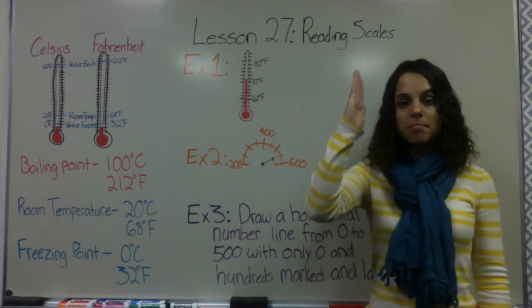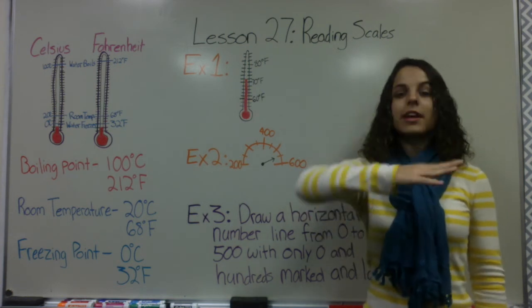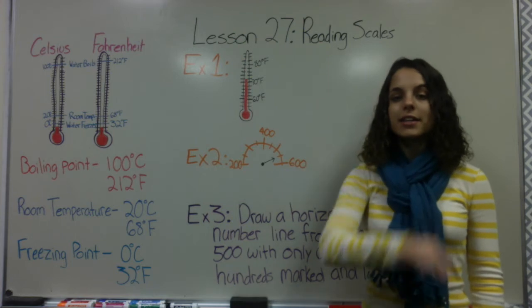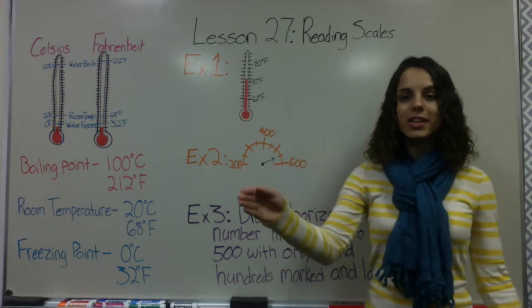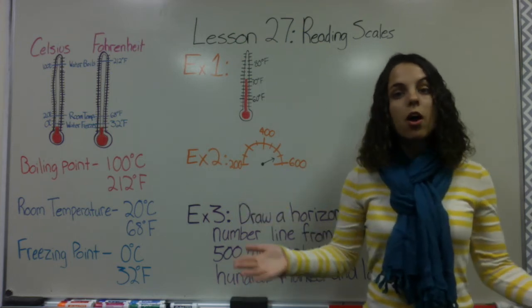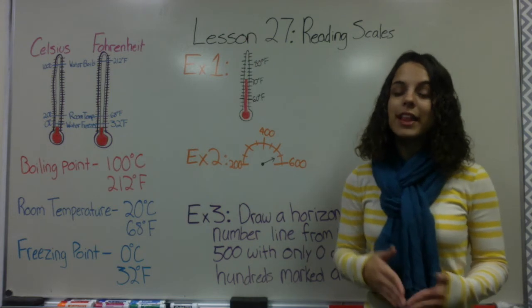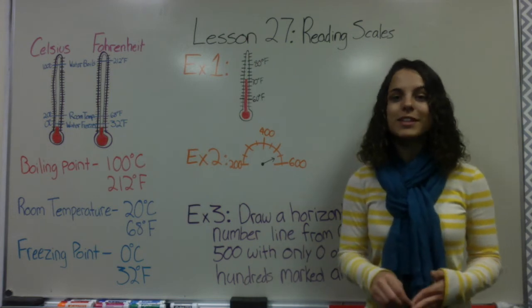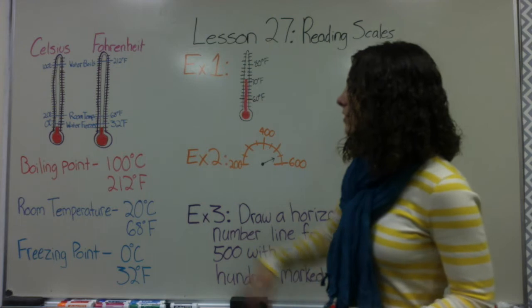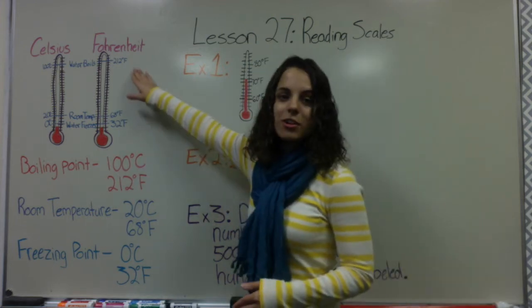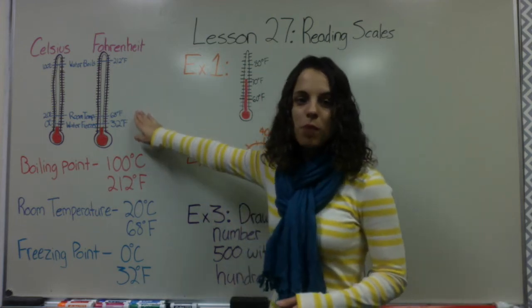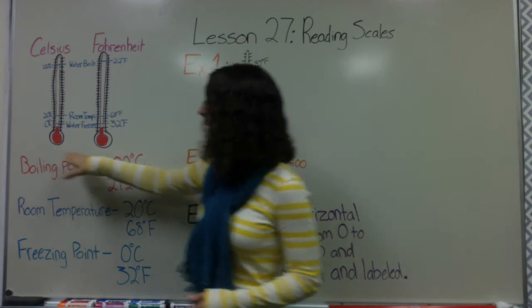Number lines can be vertical, they can be horizontal, and they can also be curved, just like a speedometer. And they're not always going to have every single line labeled, so it's important to know how to read them correctly. Now, the first thing we're going to look at, which I know is a little bit difficult to read, but I drew two thermometers. We have Celsius and Fahrenheit.